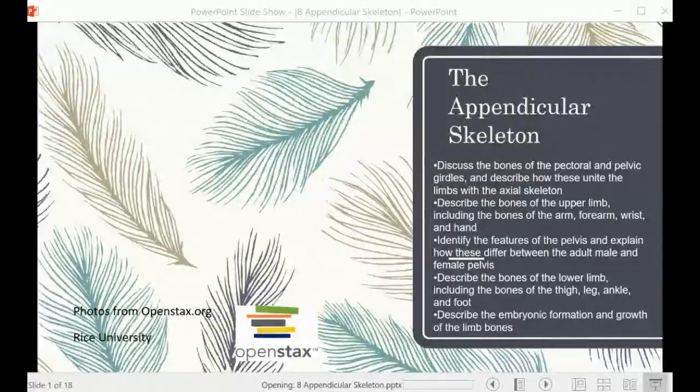Hey, so we're going to be talking about the appendicular skeleton today. We're going to discuss the bones of the pectoral and the pelvic girdles. We're going to describe the bones of the upper limbs, including the bones of the arm, the forearm, the wrist, and the hand. We're going to identify the features of the pelvis and explain how these can differ between the adult male and female pelvis.